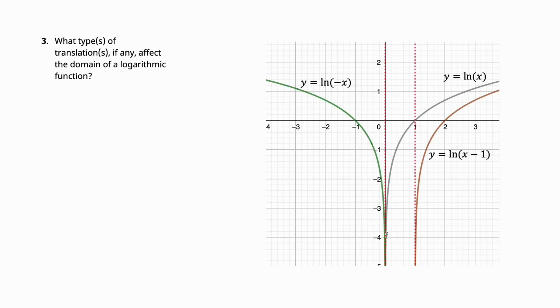What types of translations, if any, affect the domain of a logarithmic function? Well, same as before. If you multiply by a negative, it flips it around. So when you're looking at the graphs, you tend to look for the horizontal or the vertical asymptote so that you can see where things have moved. When you multiply by negative, it flips around 0, because that's the asymptote of the log, which is in gray. And then if you subtract, it moves it to the right. If you were to add it inside the function, it moves it to the left, just like any translation.